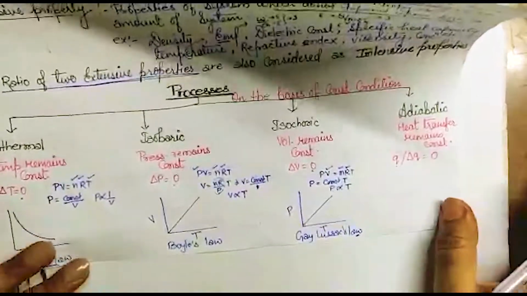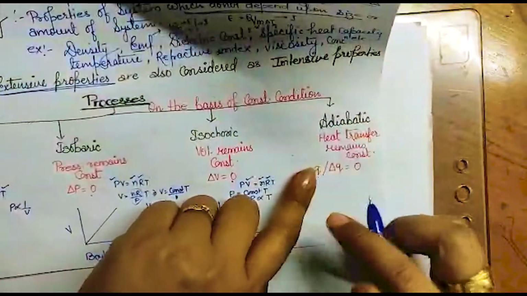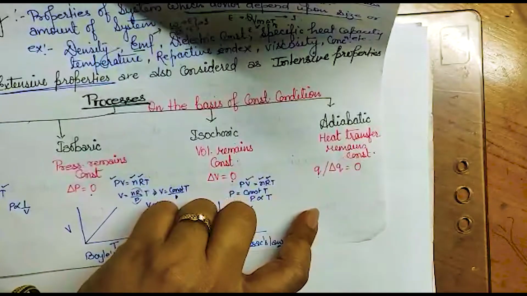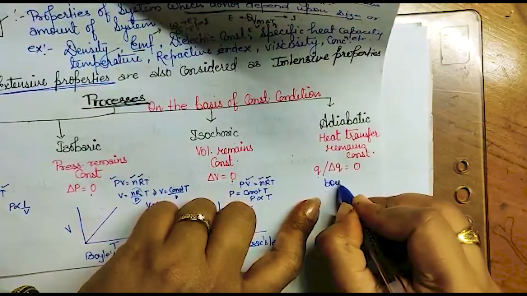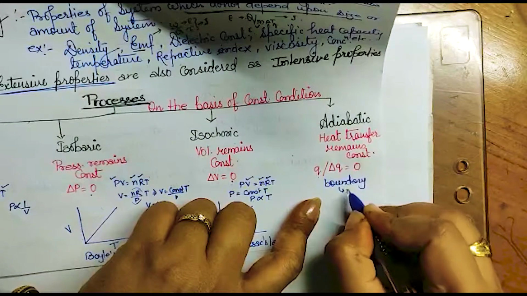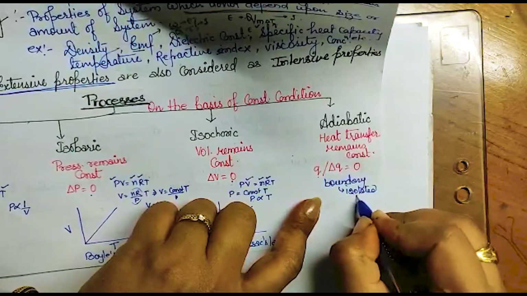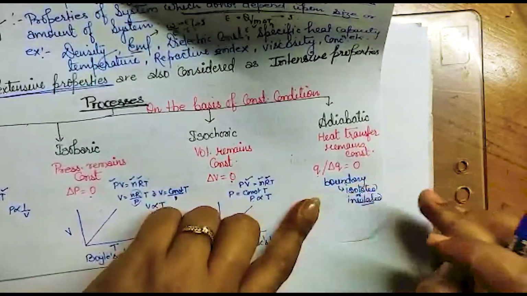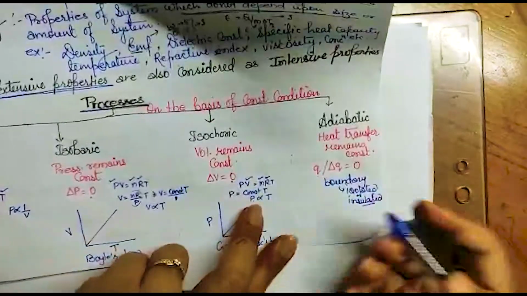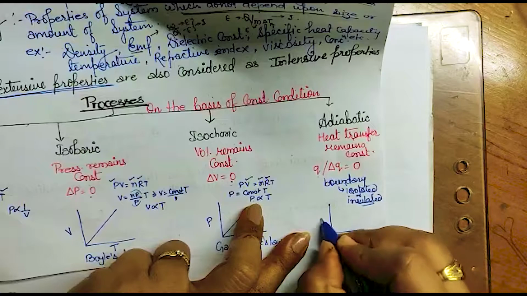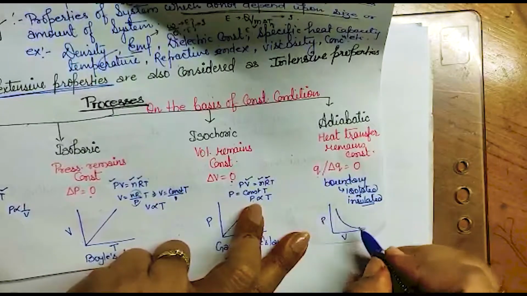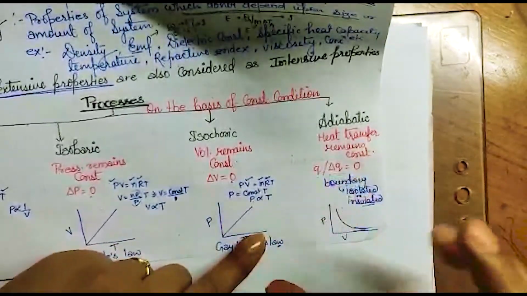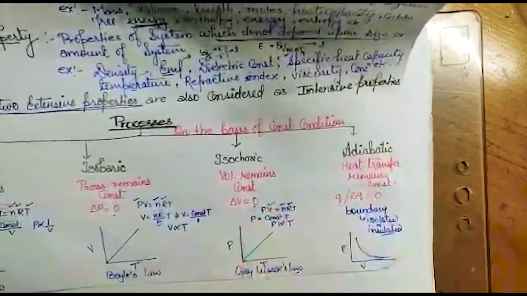Done. And see, if we talk about adiabatic, that means Q, heat transfer, is 0. There is no heat transfer. That means it is quite clear that the boundary is isolated, isn't it? Isolated or insulated, we can say. So in that case there is no heat transfer between system and surrounding. If in this case we plot a graph between P and V, we get a graph like this. That is not so important. This graph won't be asked, but we get a graph like this. Got it? So this is all about the processes.